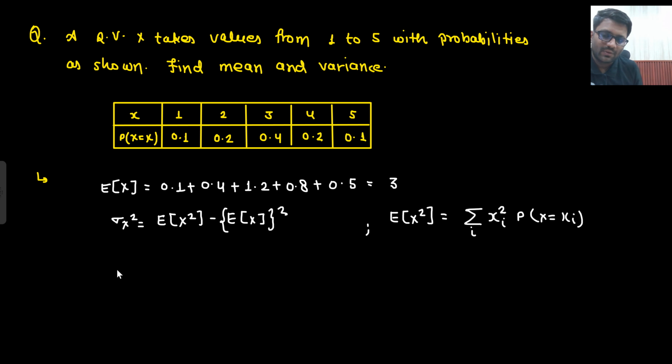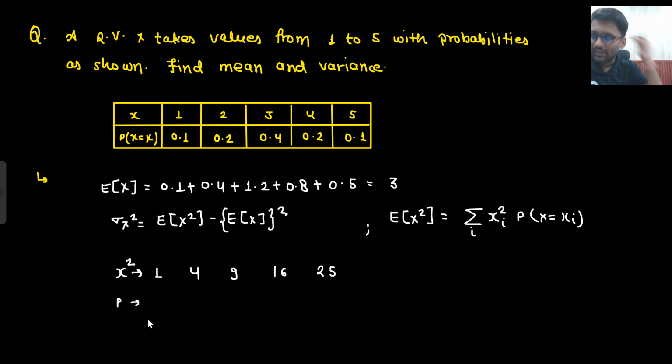Basically x is given, no? Now what will I do? I will make a table where I write down x square: 1, 4, 9, 16, 25. This is x square. And what will be their respective probabilities?